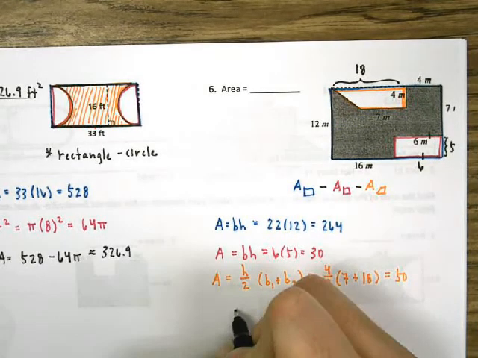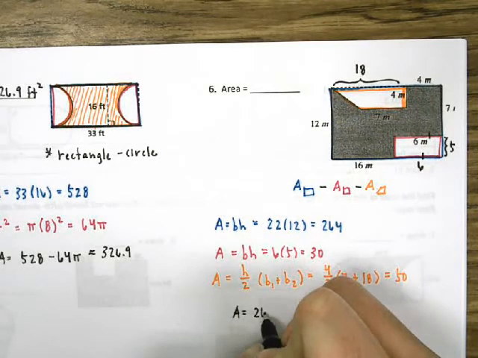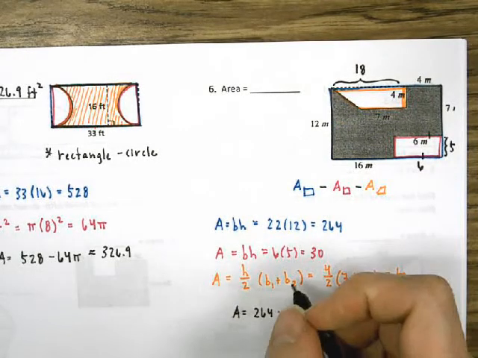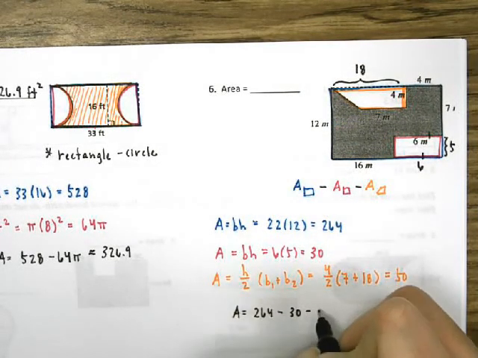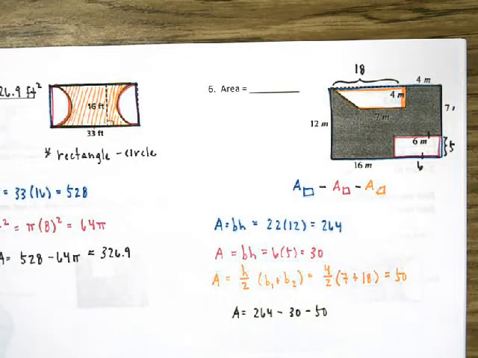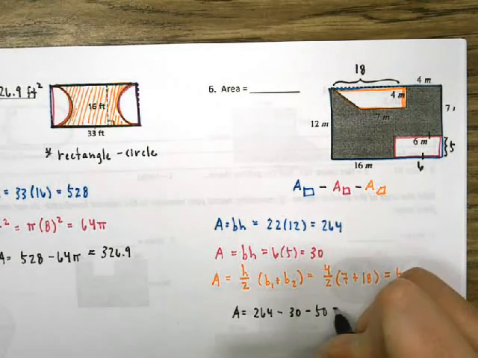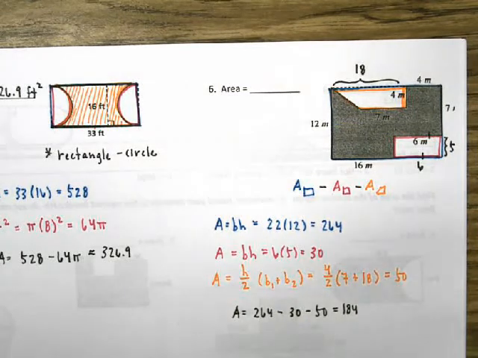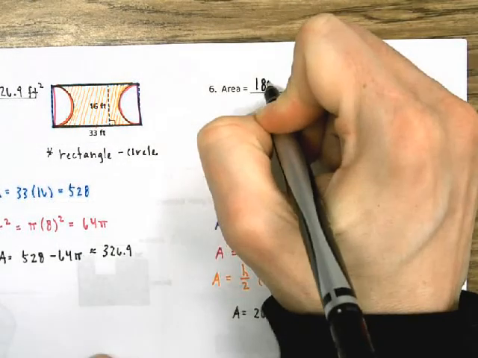So now to find that total area, take my big rectangle, and I'm going to subtract off the little rectangle and my trapezoid. If I subtract this, I'm going to get an area of 184, and that's square meters.